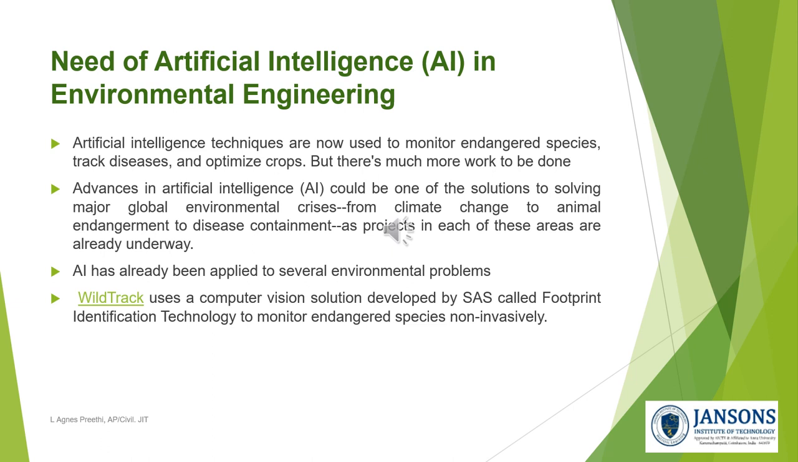Artificial intelligence techniques are now used to monitor endangered species, track diseases, and optimize crops. But there is much more work to be done other than this. The advances in artificial intelligence could be one of the solutions to major global environmental crises, from climate change to animal endangerment to disease containment, as projects in each of these areas are already underway.